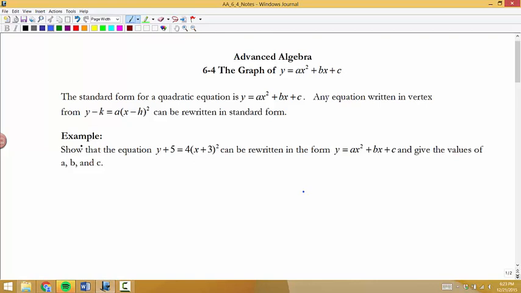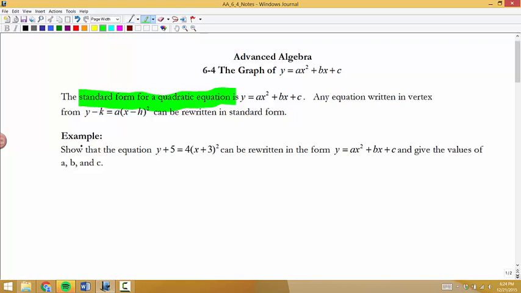Alright, these are the notes for section 6.4, where we're going to look at the graph y equals ax squared plus bx plus c. Really, what that means is we're going to look at another form. We touched upon it in 6.1, but we want to formalize it a little bit, and that is the idea of the standard form for a quadratic equation.